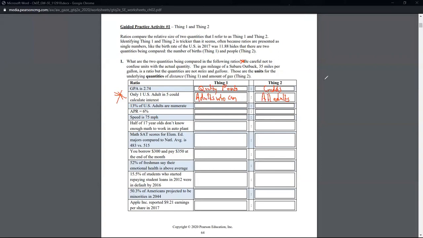So this is what we call a part to whole ratio. This is very, very common, and again, it's going to be the answer to like half of these. 13% of the US adults are numerate. Again, it really only feels like they gave us one thing, a percentage or a ratio of people that can do something. So once again, thing one is the people that can or can't do the thing, and thing two is everyone. So it's the adults who are numerate, which means people who are good with numbers.